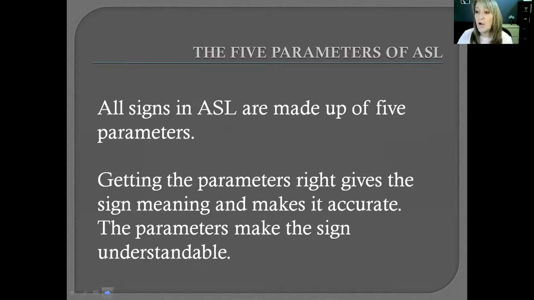So all signs in ASL are made up of 5 parameters. Getting the parameters right gives the sign meaning and it makes it accurate. The parameters make the sign understandable, just like in spoken English, right? If I say something the way it's supposed to be said, you know what I mean. You understand it. But if I don't, it doesn't make sense or it isn't used right.